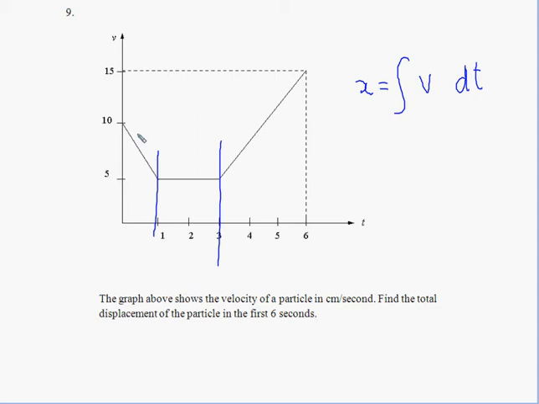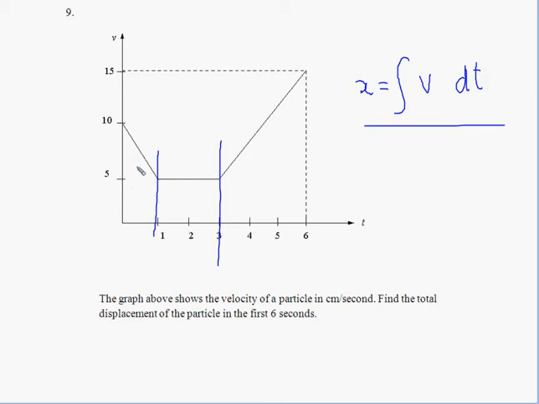So in this question, we've got a velocity graph. And what we want to do is find the total displacement after the first 6 seconds. So remember that the position is the velocity, but with respect to t. Really what we're doing is looking at what's the area under this graph? And that would give me my total displacement in that first 6 seconds.